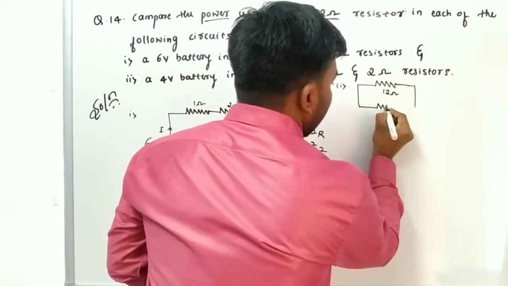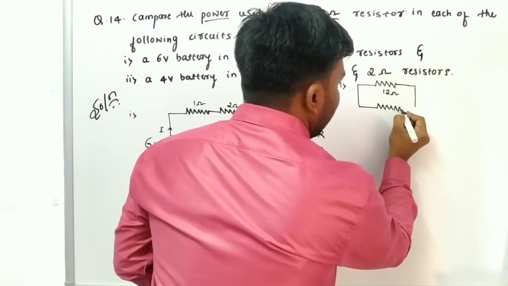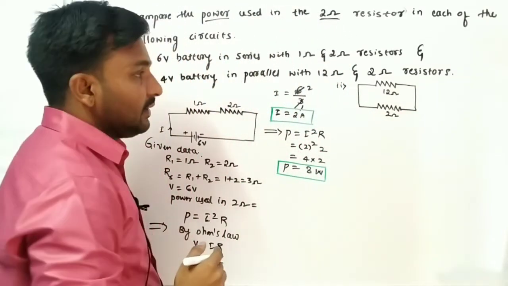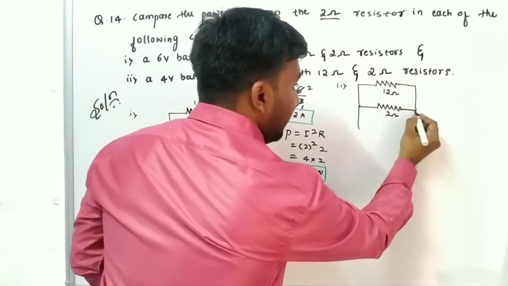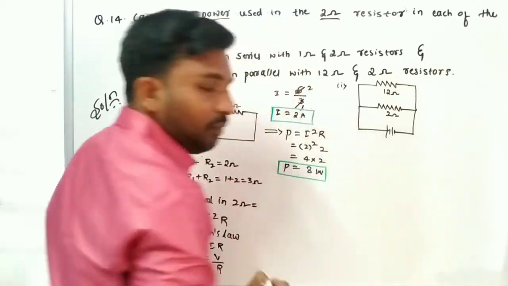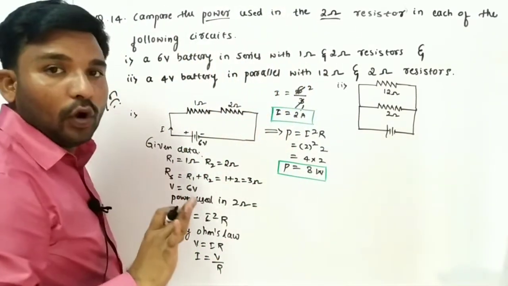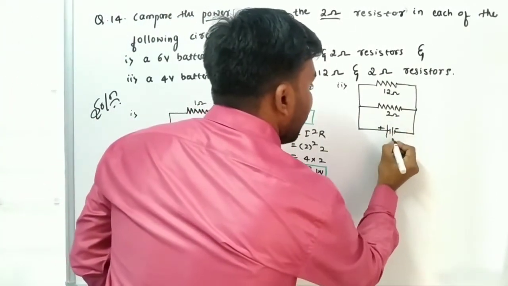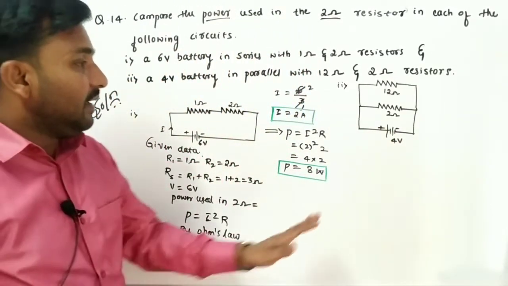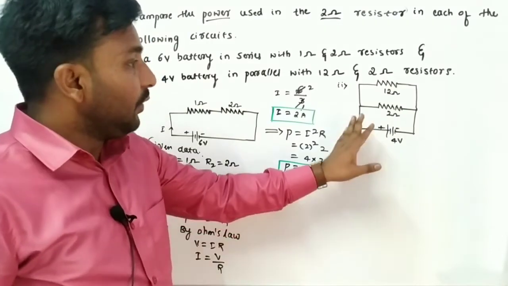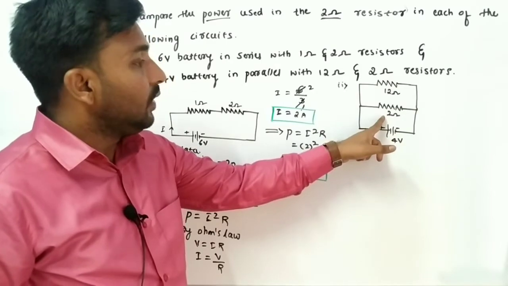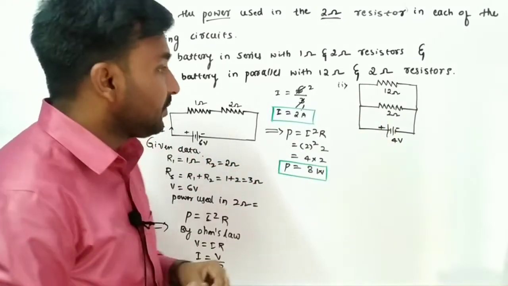So this is the parallel connection of two resistors, and these two are connected to the battery, which has a potential difference of 4 volt. Now here we need to calculate the power through the 2 ohm resistor.